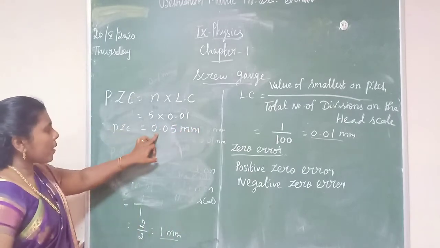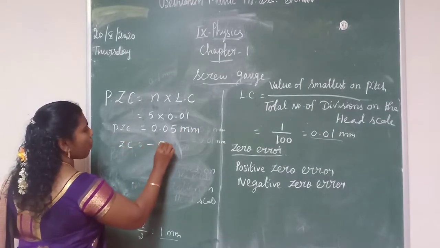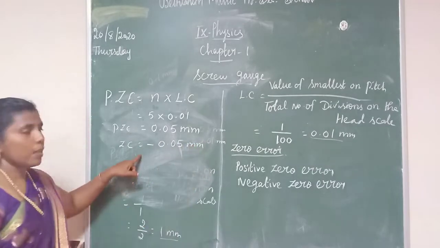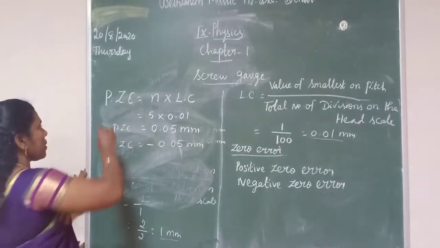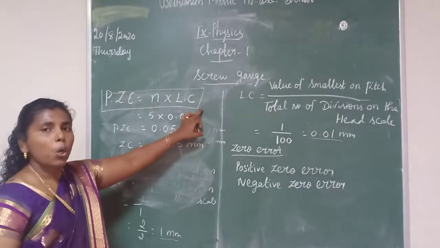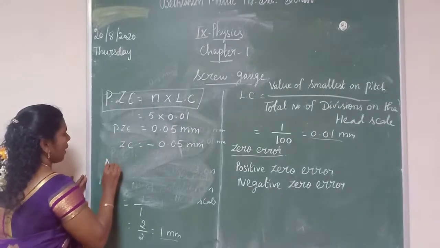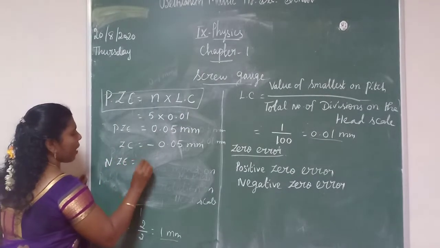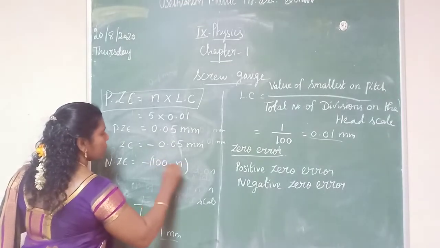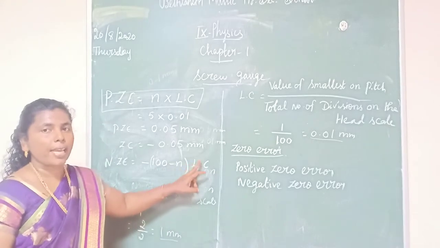Suppose the error is positive, then you will get the zero correction as minus 0.05 millimeter. Okay. So this is the formula for positive zero error. What is the formula for positive zero error? N into LC. Next, we can learn negative zero error. The negative zero error formula is minus of (100 minus N) into LC.